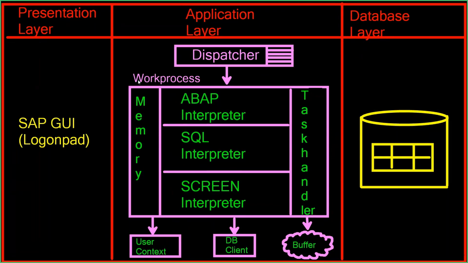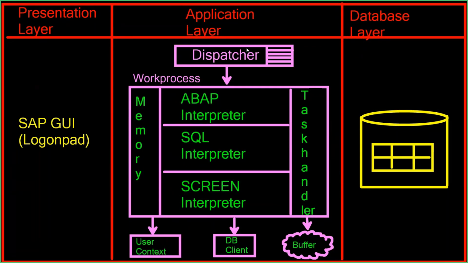Every time the work process goes to the database, it is a time-consuming process. To save our time, we have the buffer. Frequently accessed data exists in the buffer, so every time the work process need not go to the database. So this is what we discussed in the last session.